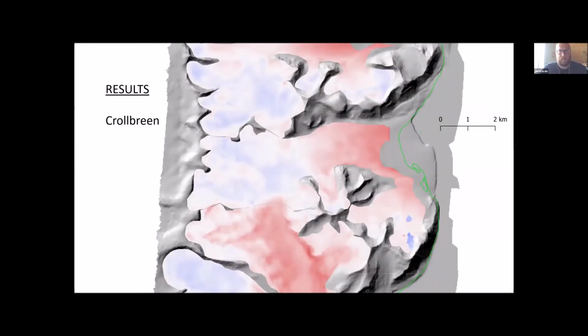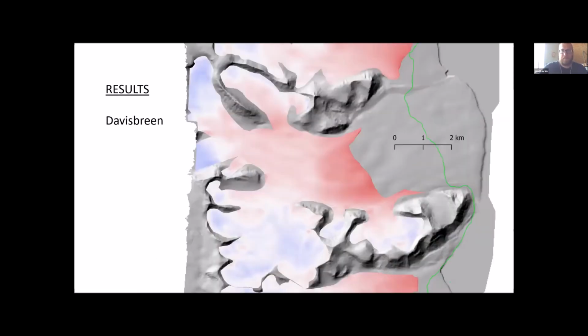Bran is quite a good example of the typical glacier in this part. The lower part of the glacier is still losing ice. It's thinning quite importantly, but the upper part is more or less stable or even gaining some mass. And very similar is Davis Brand, the last one of the examples.